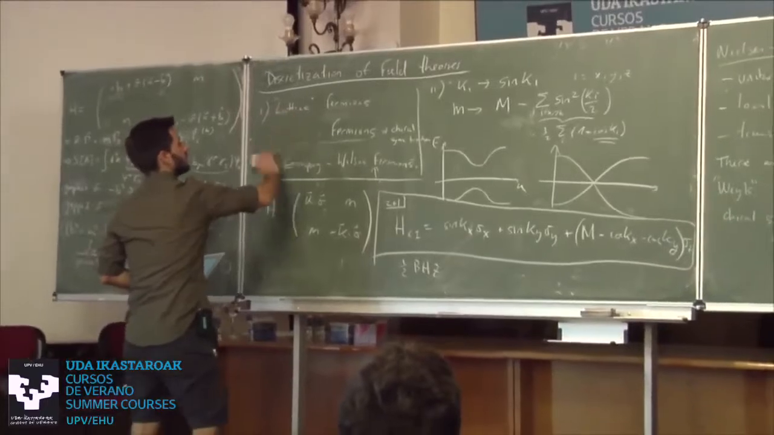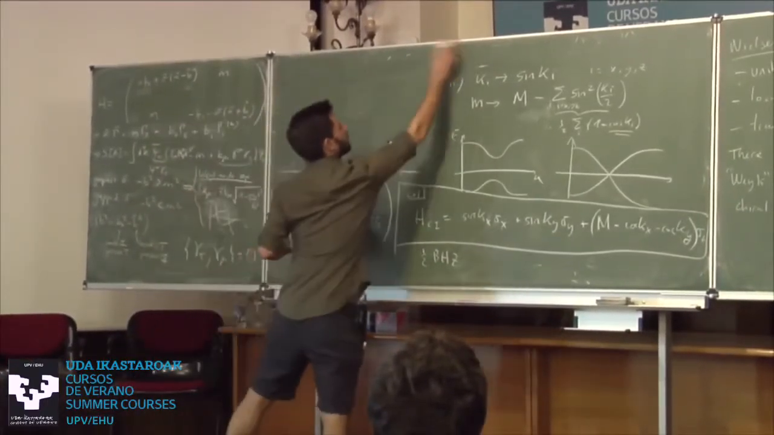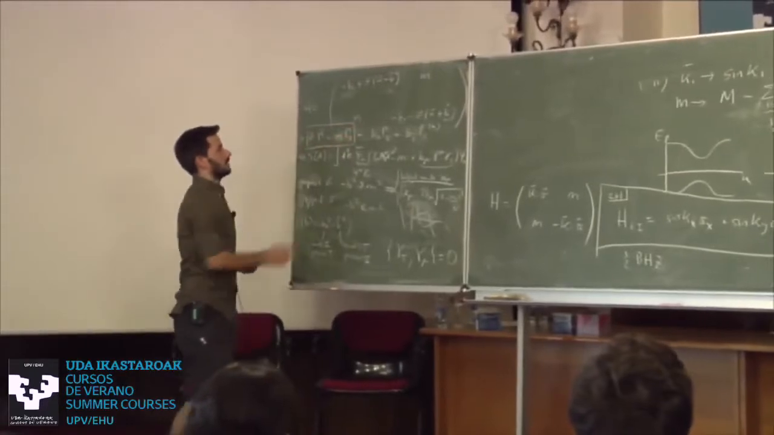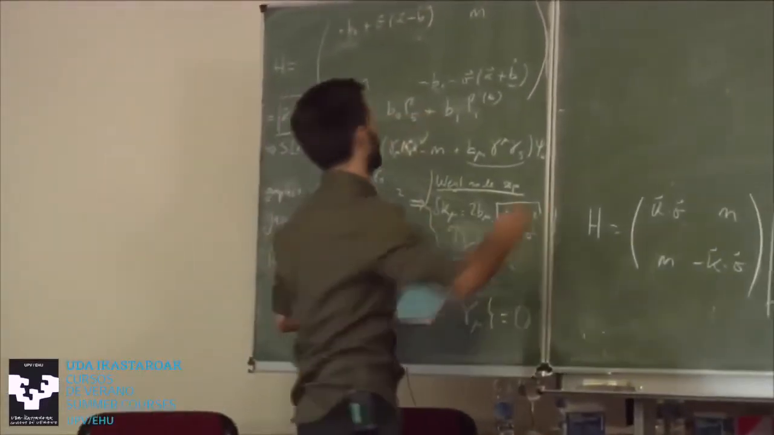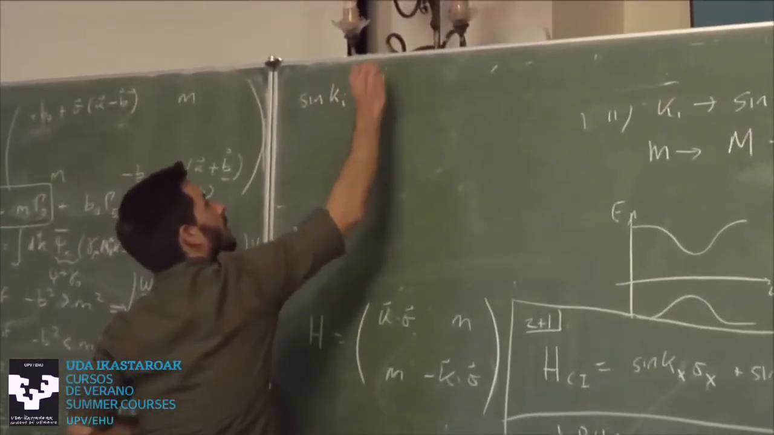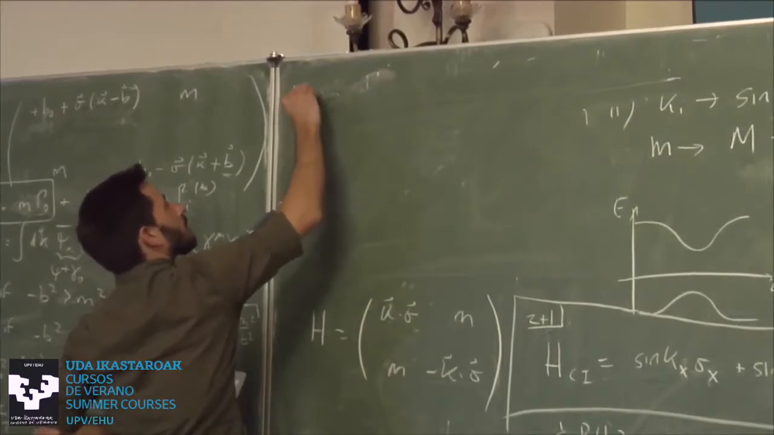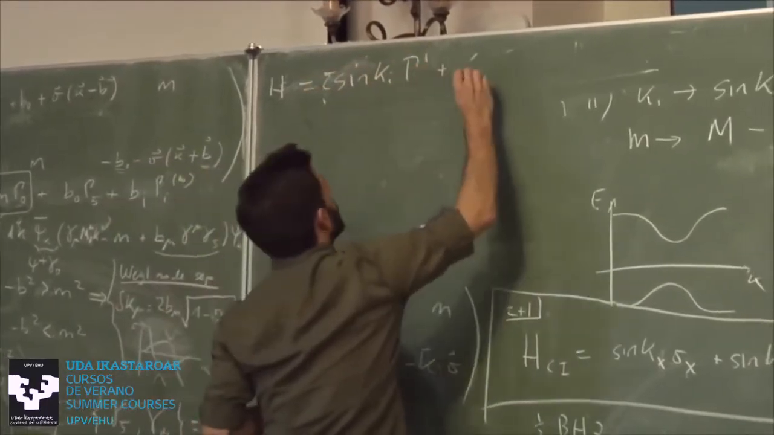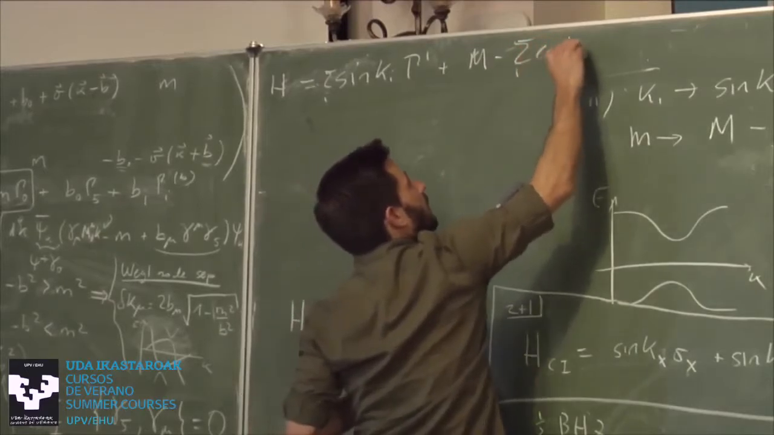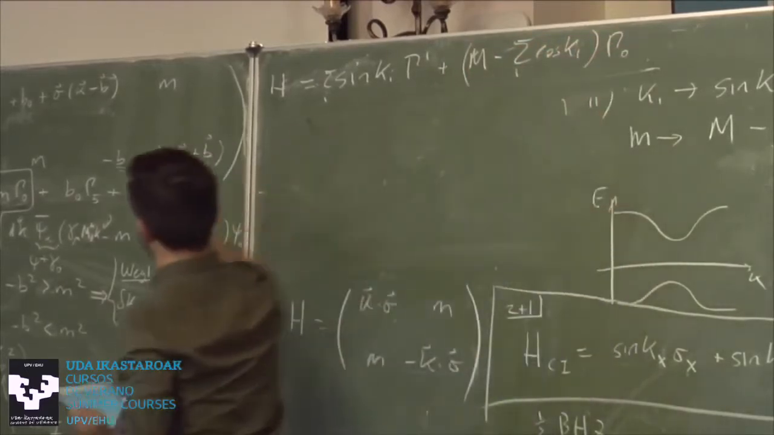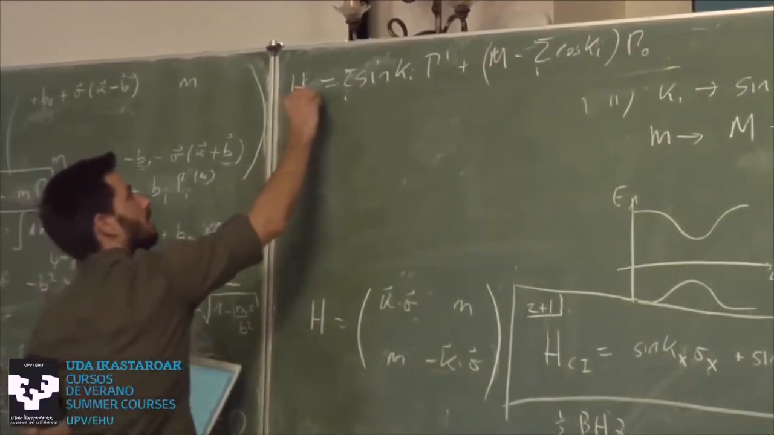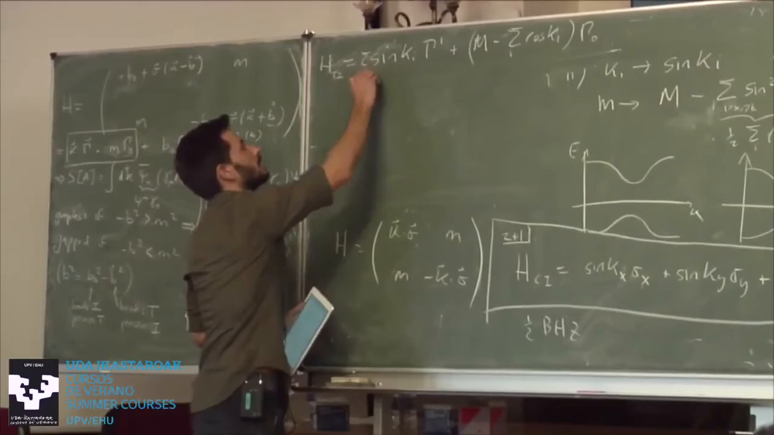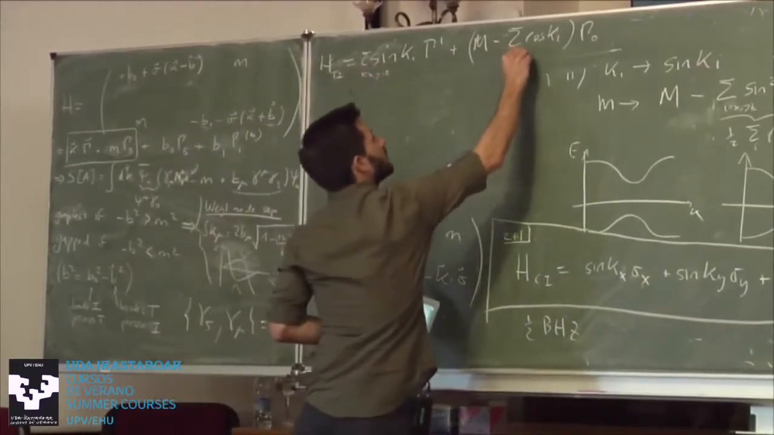Now if I go to 3D, let me erase this. If I go to 3D, we're talking about this part of the Hamiltonian. Now I'm going to apply what I just said, and I'm going to get sine ki gamma_i, plus m minus the sum over cosine ki, gamma_0. So I'm just applying this map here. And actually, this Hamiltonian describes a topological insulator, a 3D topological insulator. So this is a sum over x, y, z.